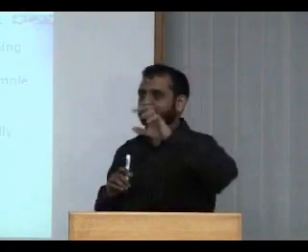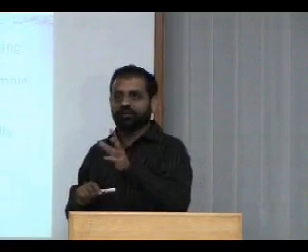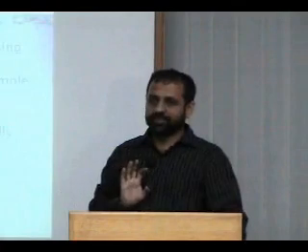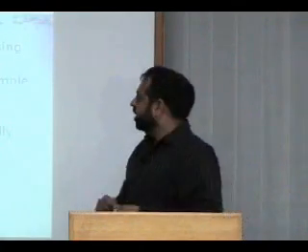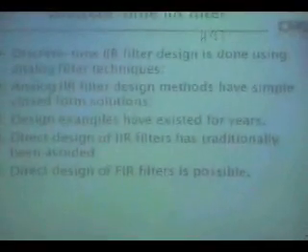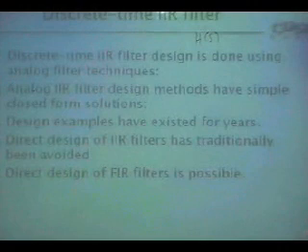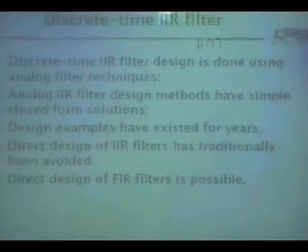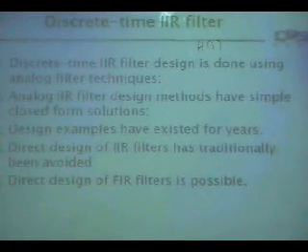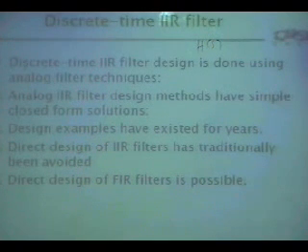First convert the digital specification to analog specification because you know the sampling frequency. And then what you do is open the book, find an H of S. Use a method which is already there for designing an H of S. Design H of S. Then convert this H of S to H of Z to a difference equation. Okay, this is what is done. So analog IIR filter design methods have simple closed form solutions in terms of H of S. You can write it as a transfer function. Design examples have existed for years. So direct design of IIR filters has traditionally been avoided for these reasons.